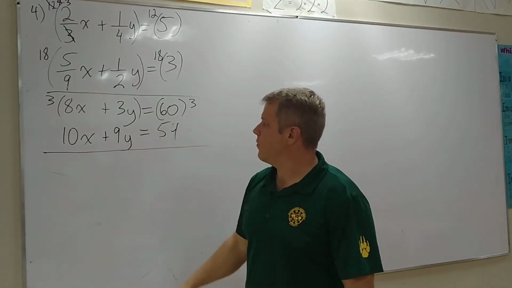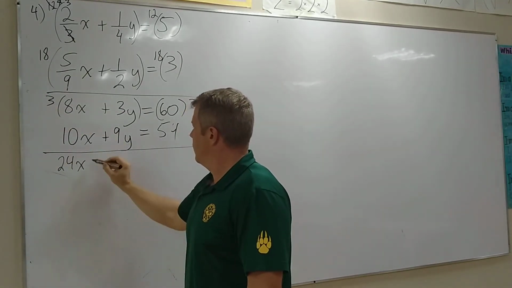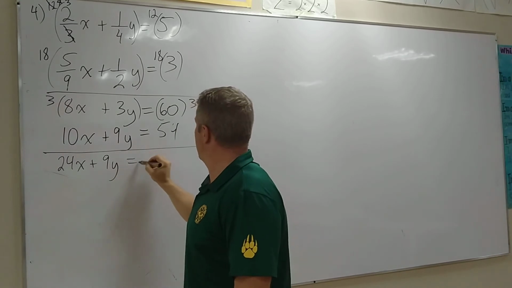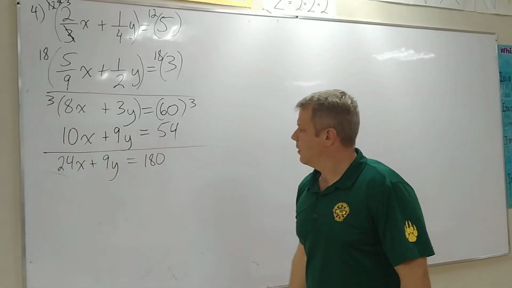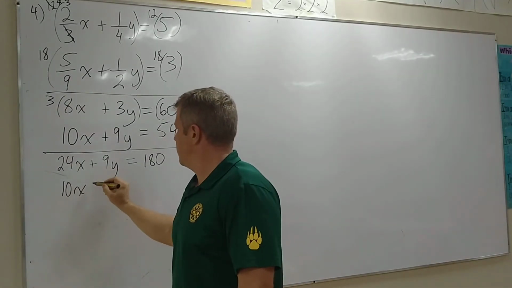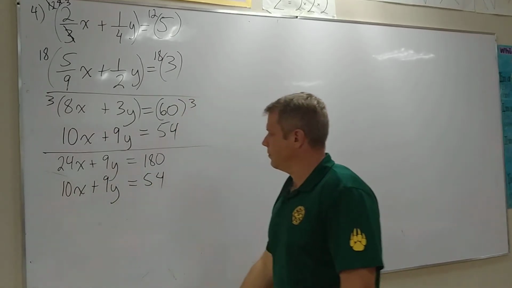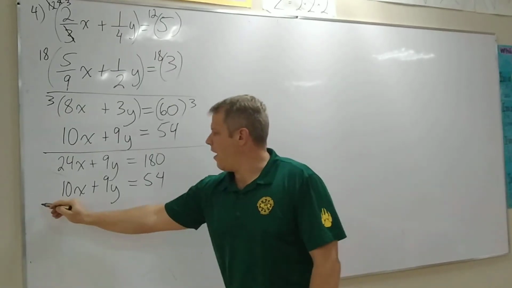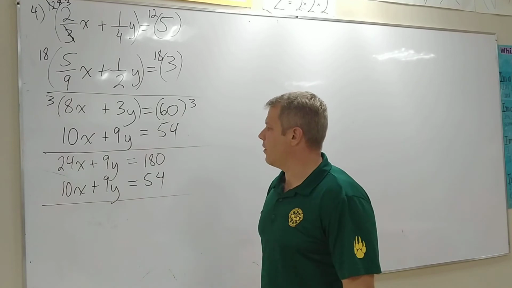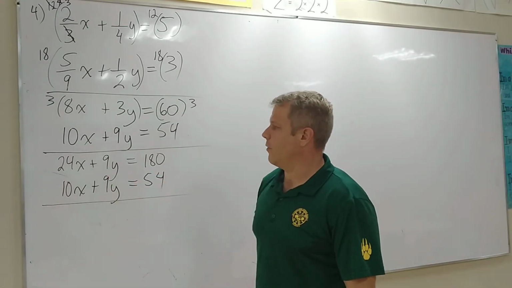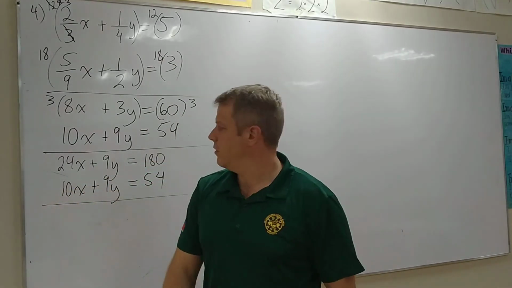So I'll rewrite the system of equations below. So we'll have 24x plus 9y is equal to 180. And we'll just leave this one. So 10x plus 9y is equal to 54. Now, we can see that if we subtract one equation from the other, we're going to end up eliminating one of the variables. So we'll subtract this equation from the first equation.